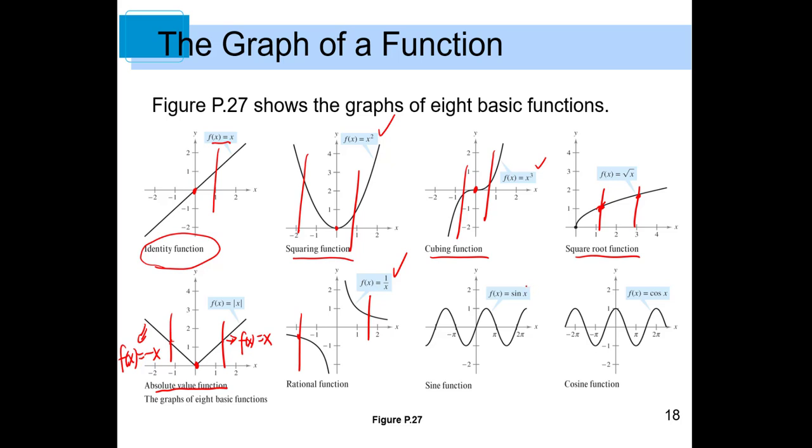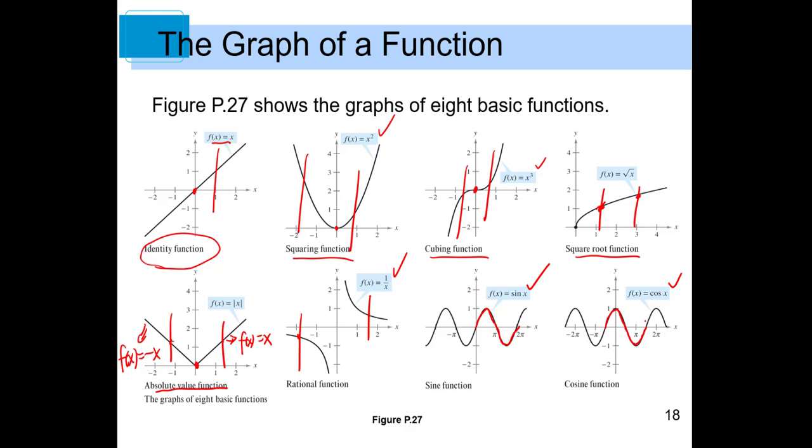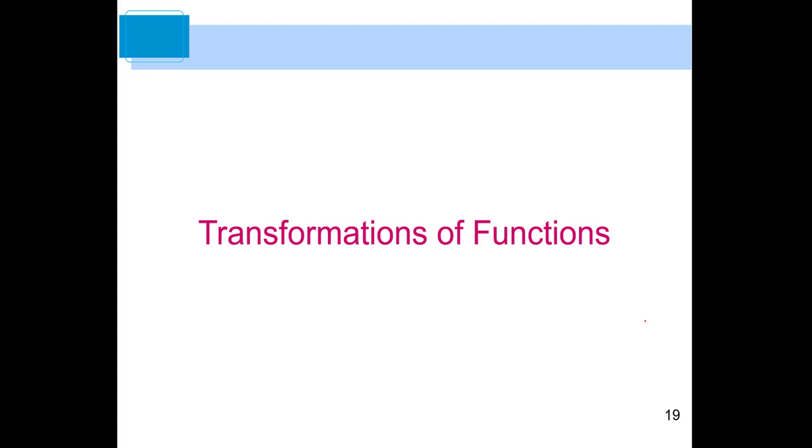And also f of x equals sine x, and f of x equals cosine x. Sine x, this is one typical cycle, right? And then cosine x is one typical cycle. These are periodic functions. So those are the 8 important basic functions, and you need to know how to graph them very quickly.